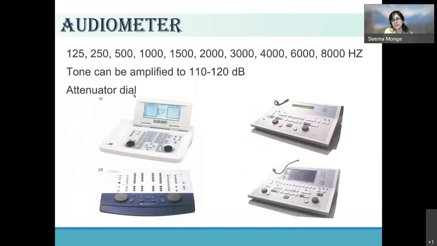So there are many types of audiometer that we use, but generally for practical purposes, we use these frequencies: 125, 250, then 500, 1000, 1500, and till 8,000 hertz. New audiometers even use higher frequencies, but this is the main general frequency range that we use. What is the intensity of the tone? It can be amplified up to 110 decibels. There is an attenuator dial that can be used.